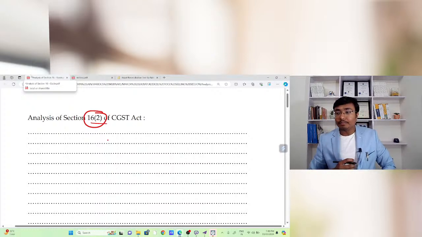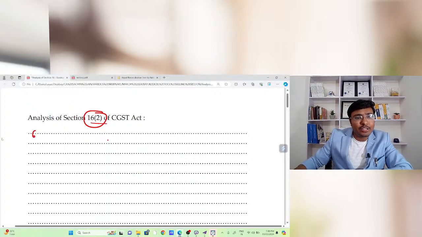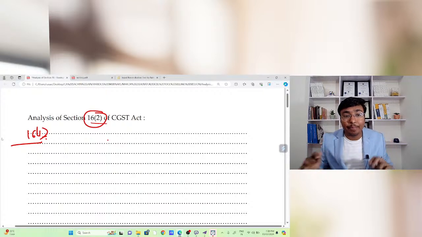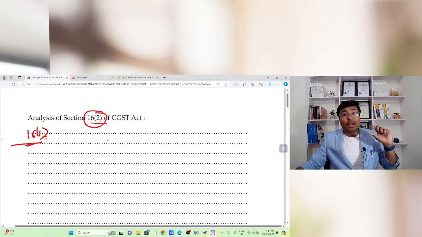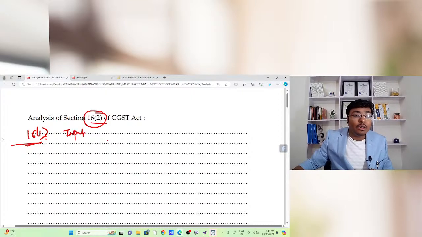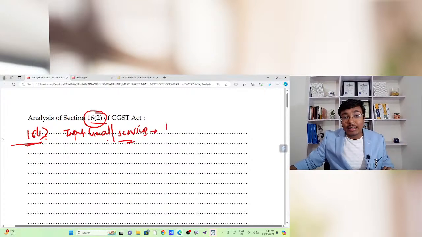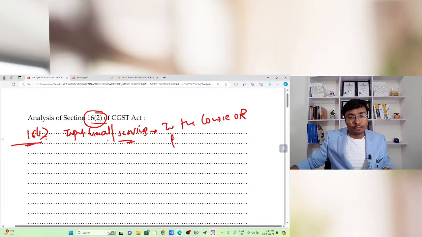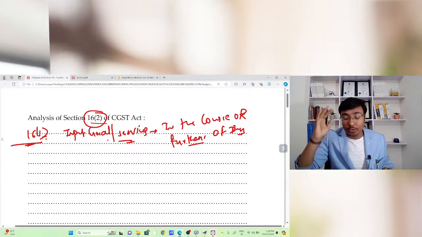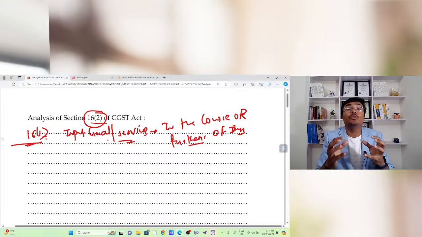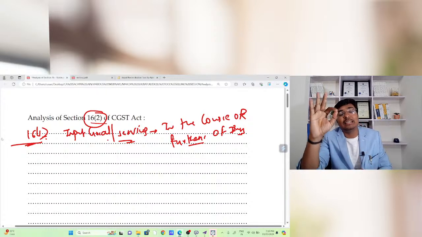Okay, so let's start our discussion on section 16 subsection 1 of the CGST Act. As per section 16 subsection 1, all the input goods or services which are used in the course or furtherance of business, that input tax credit will be allowed to you. That means if any taxpayer is going to use any goods or services in the course or furtherance of business, in that case ITC will be allowed.